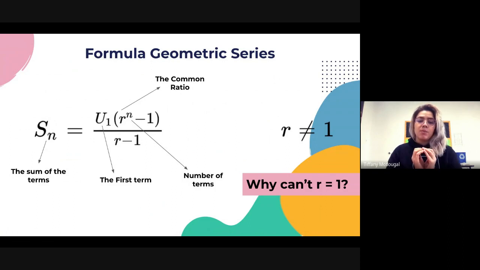That's mathematically impossible. Also, if the r was 1, think about what that would mean for our sequence. If we multiply by 1, that would mean the numbers would never change. Like it'd be 3, 3, 3, 3, 3, 3, 3, or 4, 4, 4, 4, 4 over and over again, because it would not be changing. So that doesn't work. It can be any other number. It can be a decimal. It can be a fraction. It can be a whole number, but it just can't be 1.